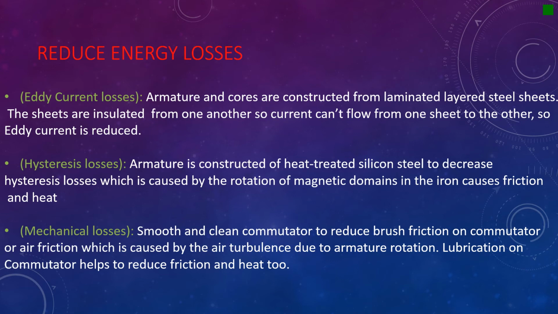And moving on to mechanical losses, we can reduce the mechanical losses by using smooth and clean commutator, and lubrication on the commutator will also help to reduce the friction. So mechanical losses is basically the brush friction on the commutator, and also the air friction, which is caused by the air turbulence due to the armature rotation.